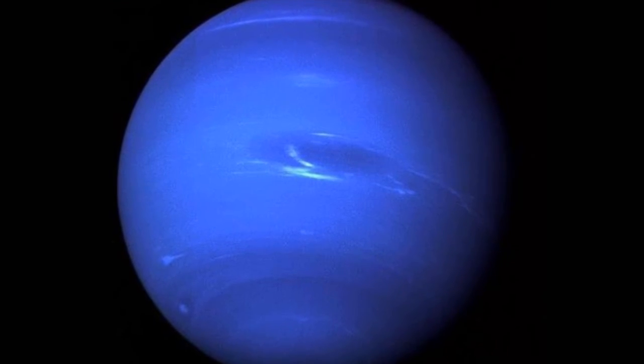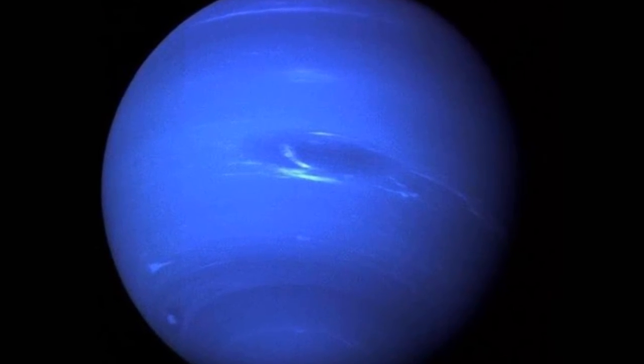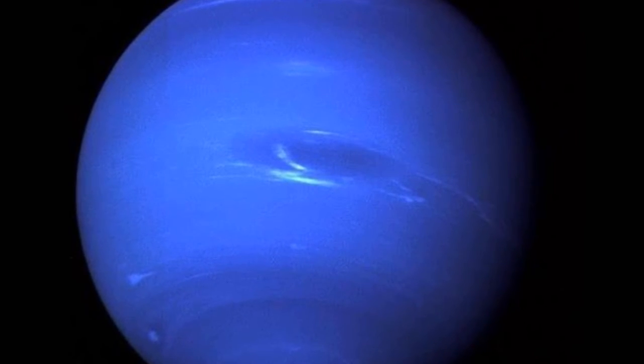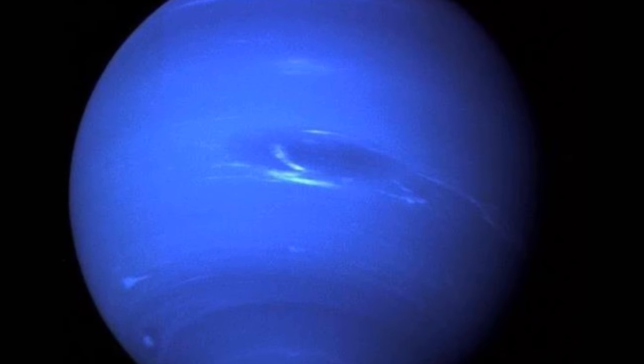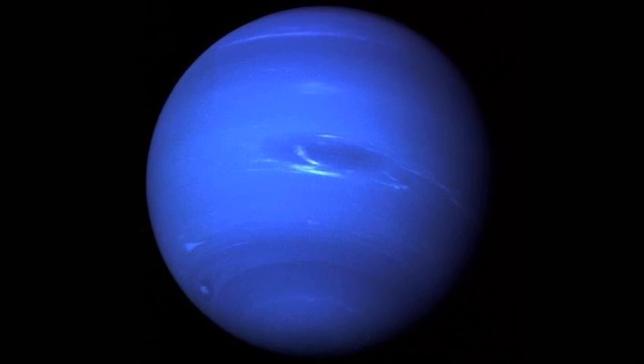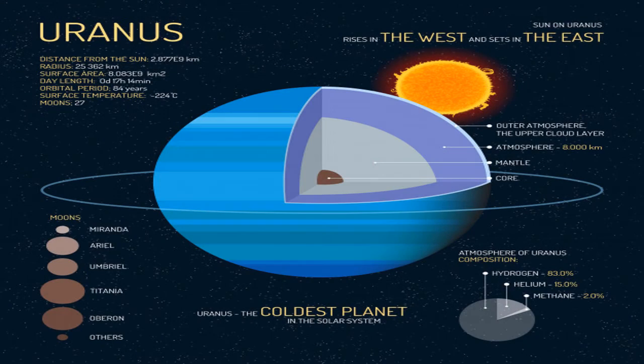Sometimes Uranus and Neptune are considered the frozen giants because their composition is similar but in some cases different from Jupiter and Saturn. The atmosphere of Uranus is formed by hydrogen, methane, and hydrocarbons. The methane absorbs the red light, so it reflects only the blue and green tones.